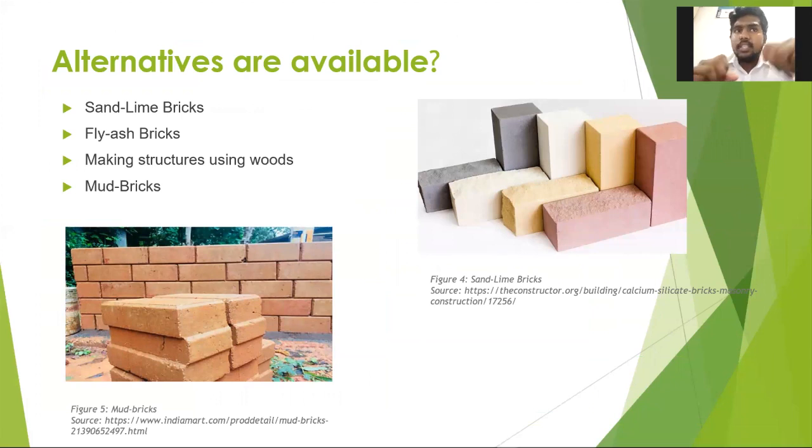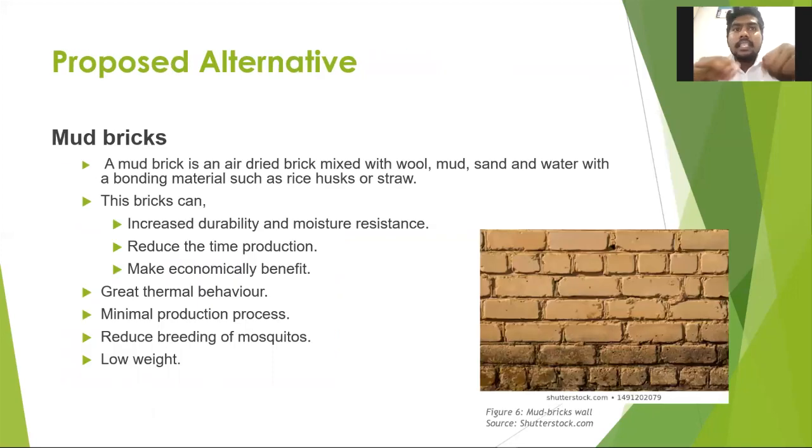The first one is sand lime bricks. The second one is fly ash bricks. The third one is making structures using wood. The last one is mud brick. Considering all the problems I discussed in the previous section, and factors such as reduced production time, low cost, and increased durability of the product, we chose mud bricks as the best alternative among all of these to substitute for burnt bricks.